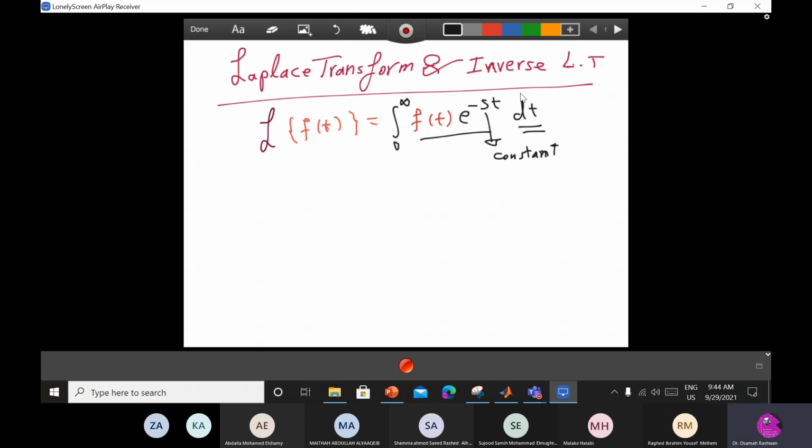What is the integration by parts? I'm just reminding you that integral of u dv is equal to uv minus the integration of v du. Okay, so you choose u, which is easy to differentiate, and dv easy to integrate, right? Okay, let's have an example before we go for the derivative.